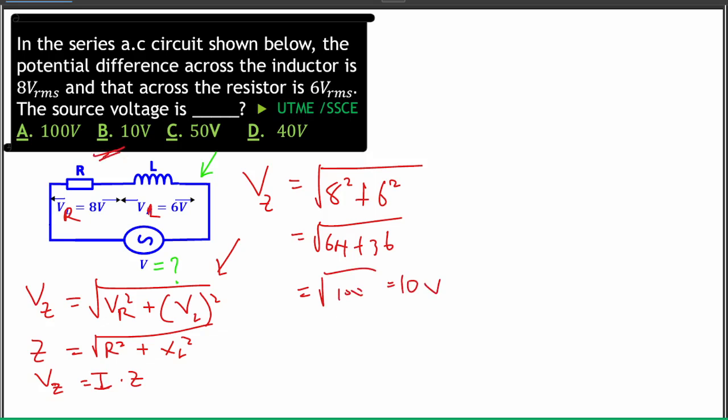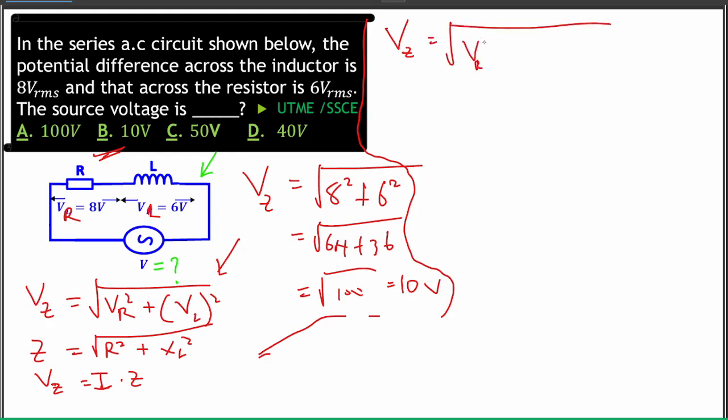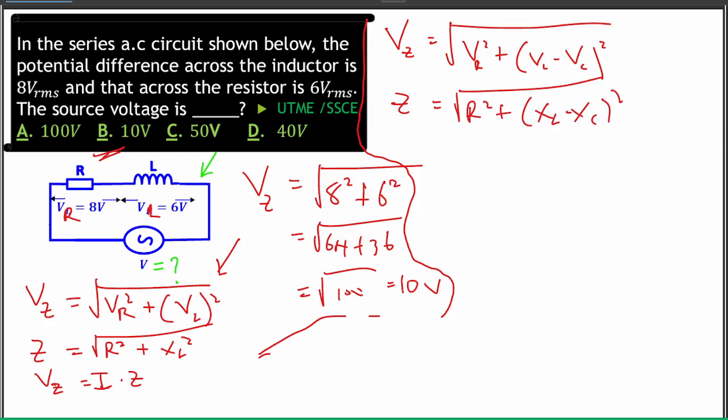All right? Okay, let me quickly show you how we derived these equations. Let me use the overall one. Now, I hope this will not consume much time. Okay, so how did we derive this? VZ is equal to the square root of VR squared plus VL minus VC squared, or it says Z is equal to the square root of R squared plus XL minus XC squared. So how do you derive this?